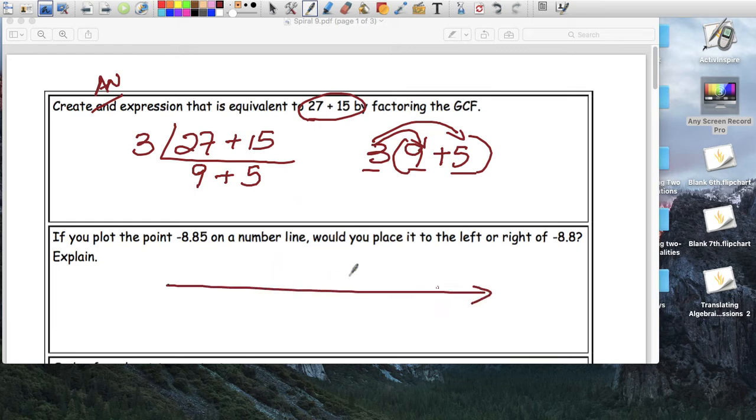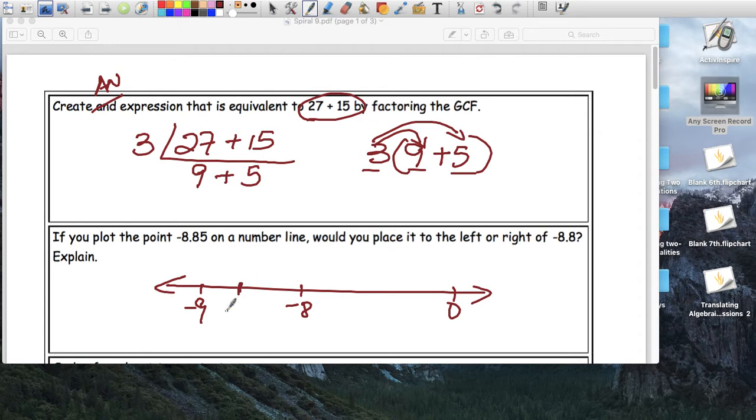So let's plot. Here's 0, -1, -2, -3, -4, -5, -6, -7. Let me put -8 over here and then -9 over here. Okay, this is definitely not to scale, but I assume that's it. So -8, -8.1, -8.2, -8.3, -8.4, -8.5, -8.6, -8.7, -8.8.